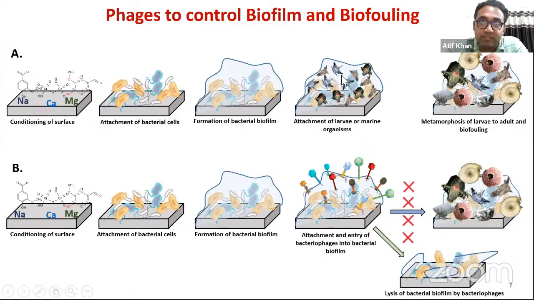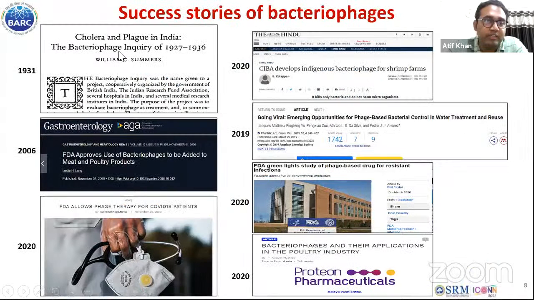So these are some of the success stories of bacteriophages, starting from 1931 when they were used in India for eradication of cholera. And recently, in 2020, the FDA allowed phage therapy for COVID-19 patients, and other things like water treatment and reuse, and phage-based treatment of drug-resistant infections in the poultry farm industry.